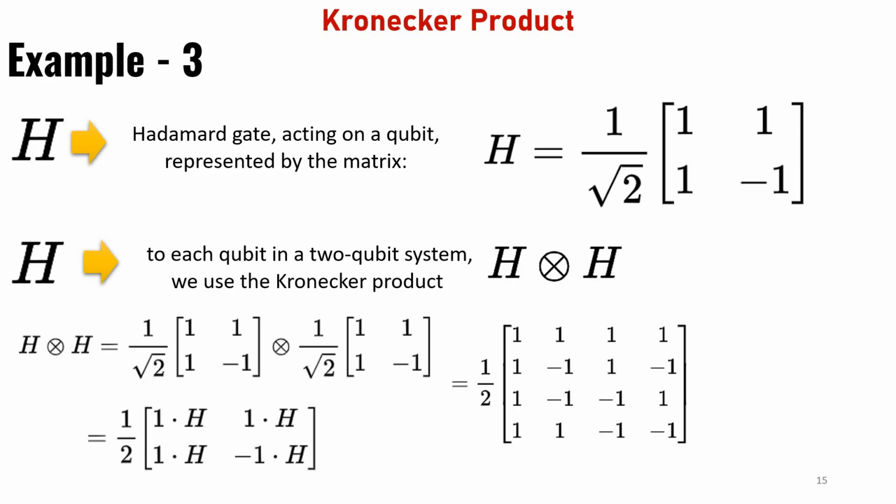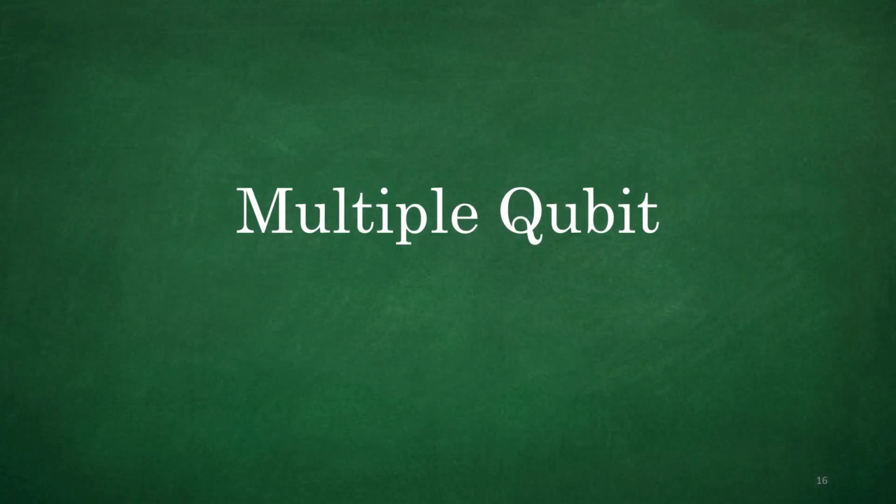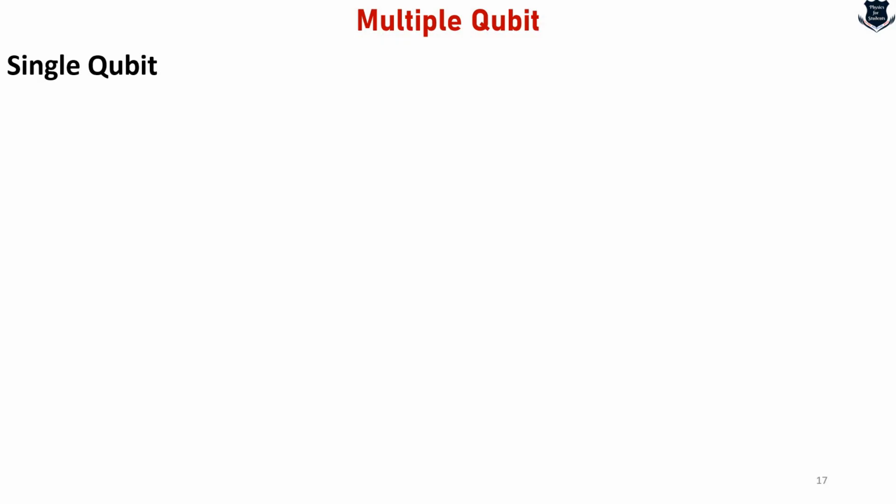So as we are applying those Hadamard matrices to the earlier 2-qubit system, what we are getting is this one. The matrix represents the Hadamard operation on both qubit systems. So what we get is what is called a multiple qubit system. In the next part of the video, I will be explaining with very simple demonstrations and examples what a multiple qubit is.